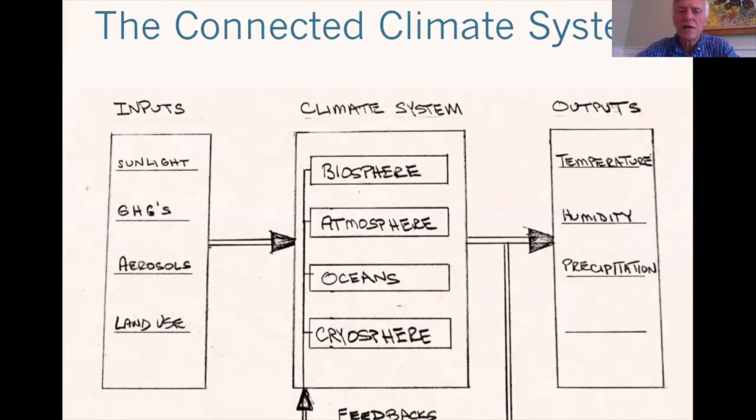Now, these climate systems take the inputs that we've been talking about, sunlight, greenhouse gases, aerosols, land use, and other inputs, and have models for how the biosphere, the atmosphere, the oceans, and the cryosphere are connected, and the feedbacks that are in those systems from temperature, humidity, and precipitation to predict what's going on in the outputs in terms of these variables spread over the global Earth. That's the idea. So you can tell this is a very ambitious project to make these models.